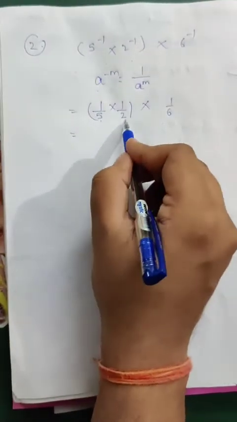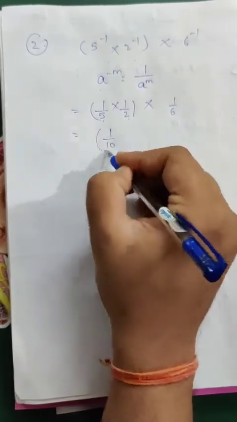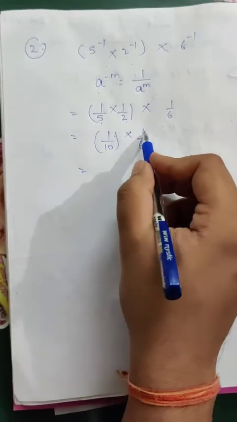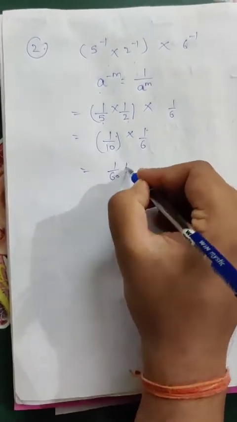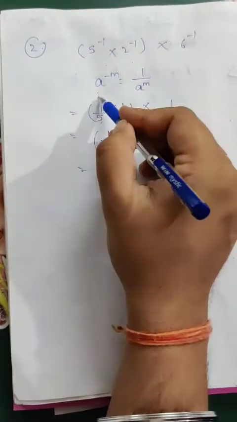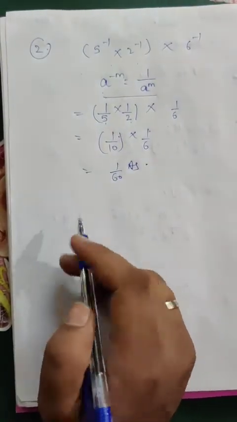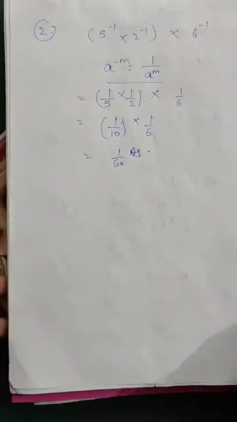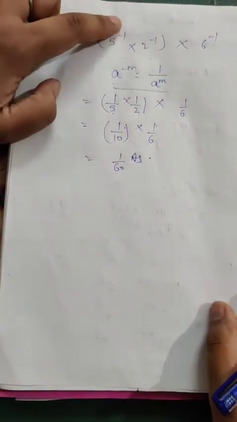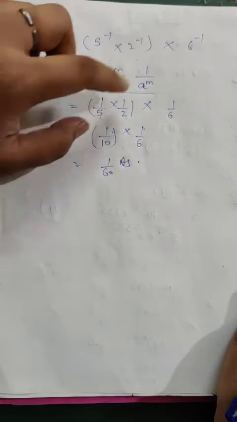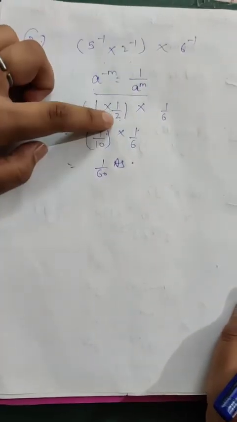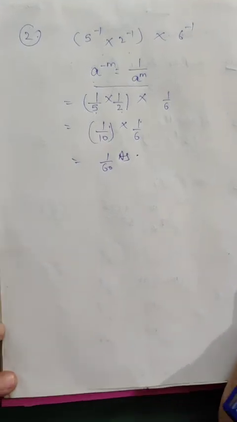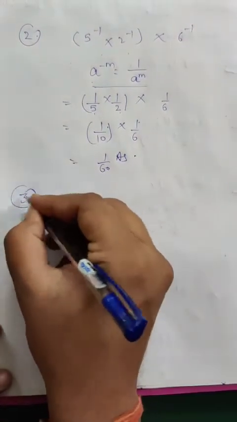So 1 by 5 into 1 by 2 is 1 by 10, and multiplied by 1 by 6. So numerator multiplied by numerator, that is 1 by 60 is the answer. And you have to also write which law of exponents you have used in this question. 5 raised to the power minus 1 can be written as 1 by 5. 2 raised to the power minus 1 can be written as 1 by 2. 6 raised to the power minus 1 can be written as 1 by 6. Now let's see the third one.